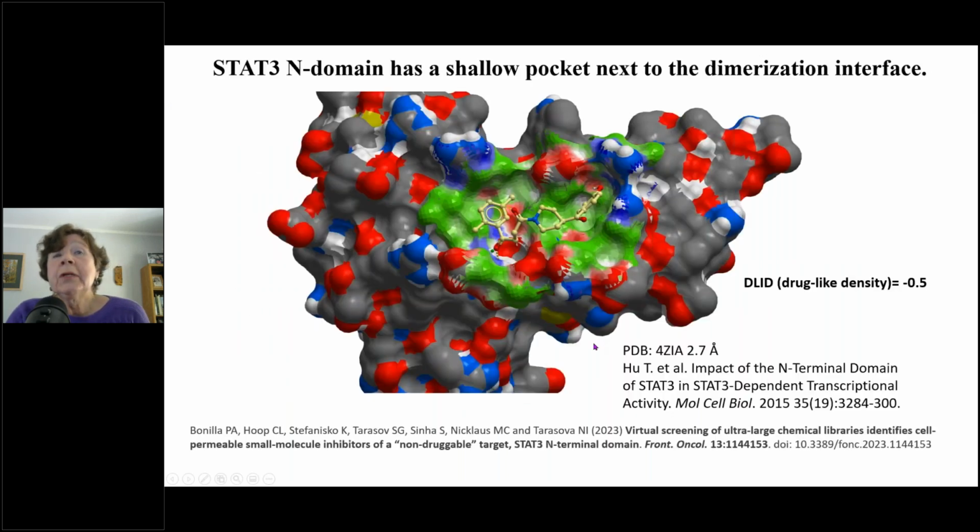An example of the discovery scheme application for the STAT3 N-domain has been published, so that's the reference. The domain is a very important target, not only for cancer, but also infectious diseases. But it is a challenging target because the only cleft it has is very shallow, and the drug-like density index for it is actually negative. Nevertheless, identified inhibitors are in preclinical development already.